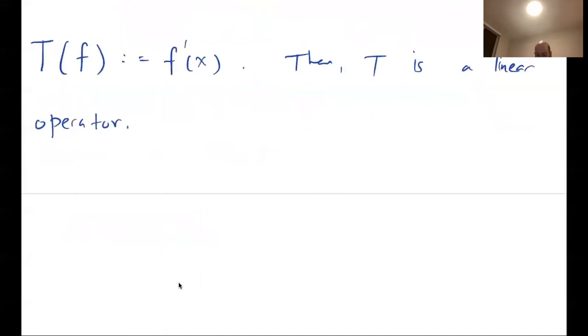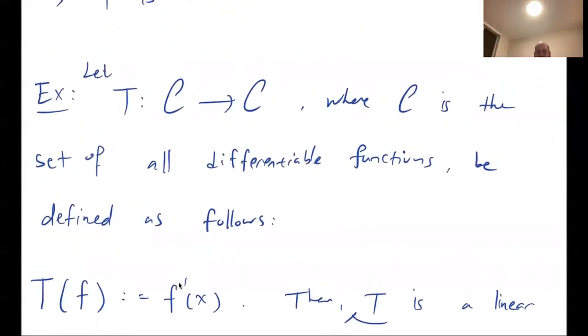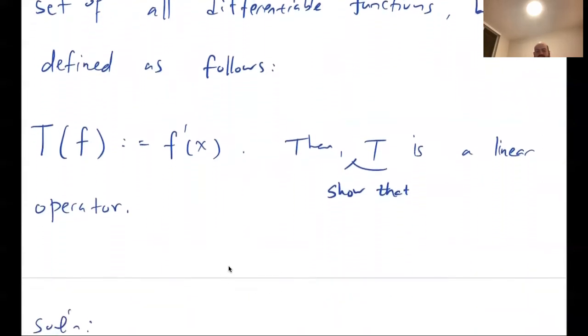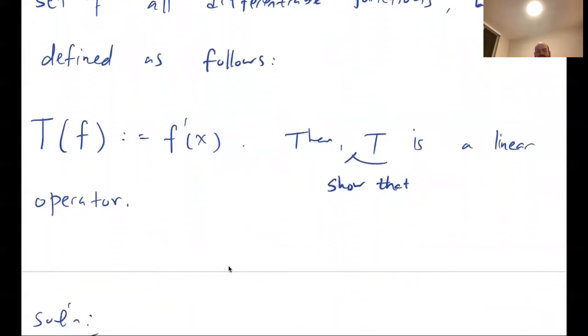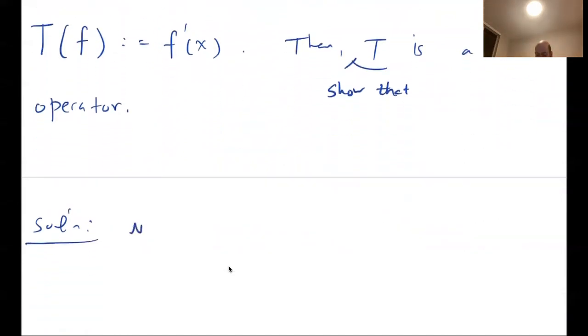So the solution, or show that T is a linear operator. Now in order to verify that T is a linear operator, first of all, it's an operator because it's from C to C, from one vector space to itself. And if I want to show that it's linear, I have to verify the two conditions mentioned in the definition of a linear transformation.